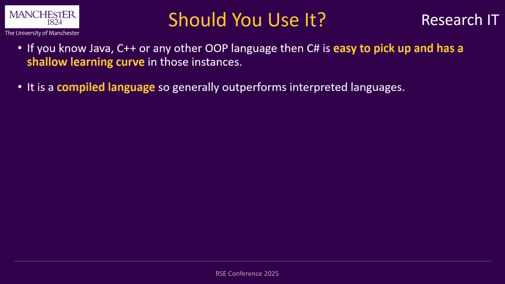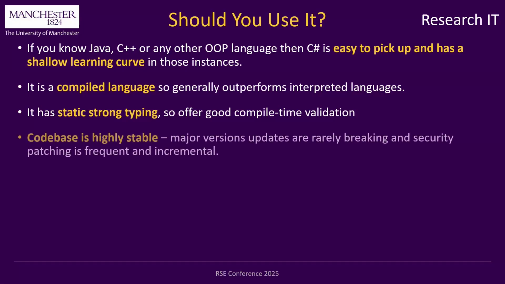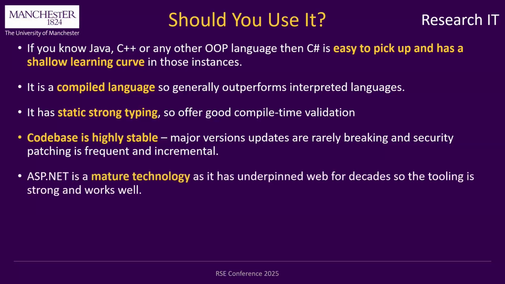It's obviously a compiled language, so it generally outperforms interpreted languages if you want speed and you need that kind of performance. It has static strong typing, so for people like me, that's a lovely comfort blanket to have when you compile something, then this is the language for you. The code base is very stable, so they do major updates, but they don't break stuff very often at all. It's obviously frequently security patched, so all the minor stuff is well supported. We never really have any major problems when a new version comes out.